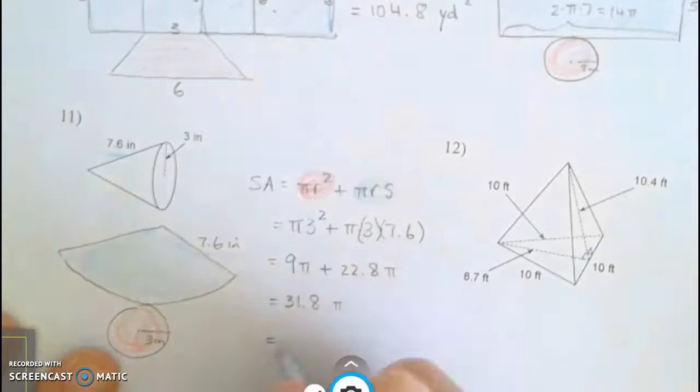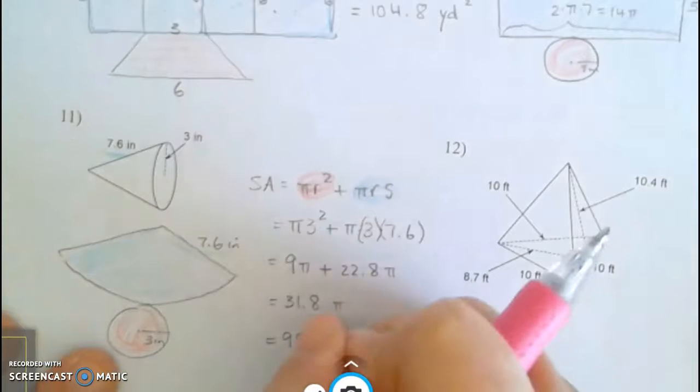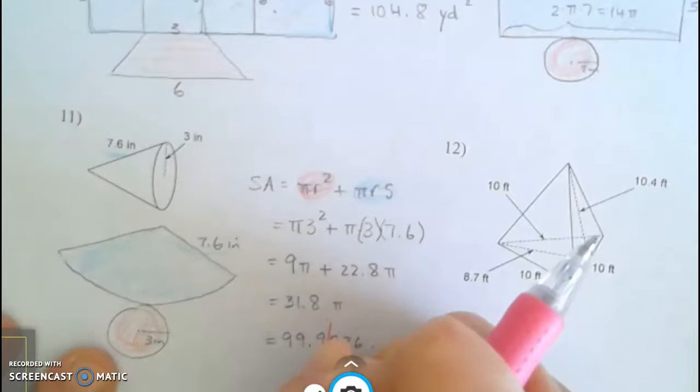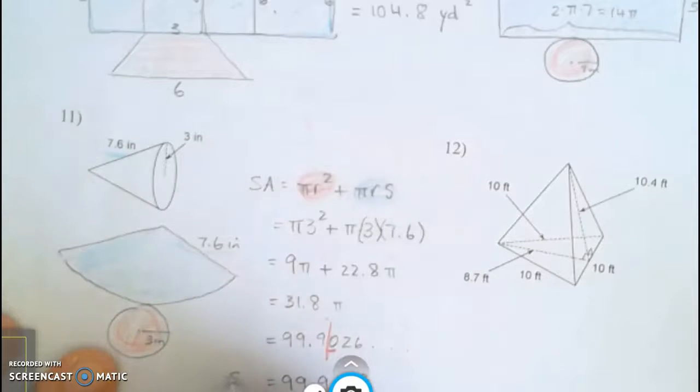Then use the calculator for pi, and I get 99.9026 and so on. And I need to round this off at 1 decimal place. That means I cut it off here. Before I do that, consider my next digit, and the next digit is 0, so I do not round up. It stays as 99.9, and the unit is inches squared.